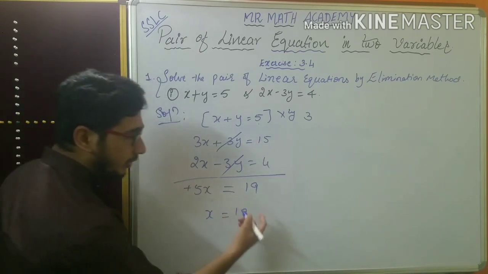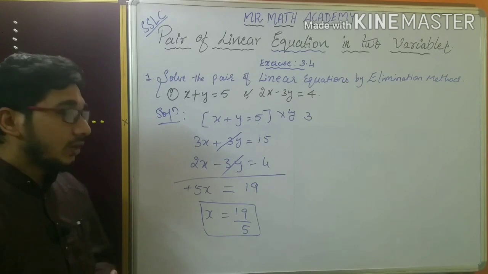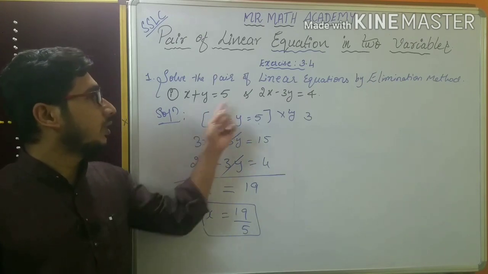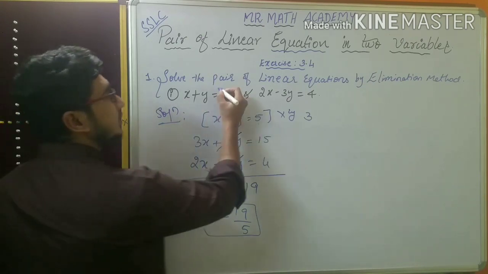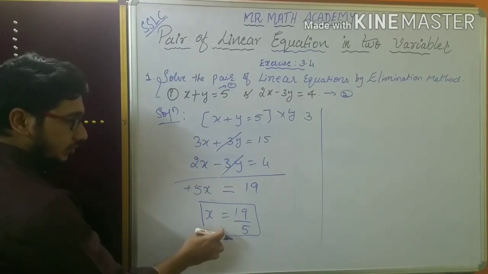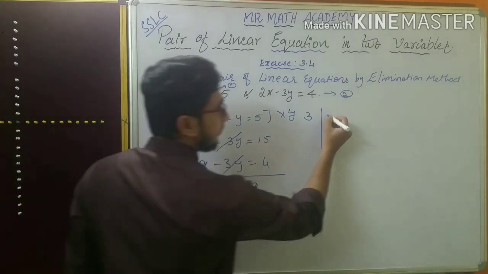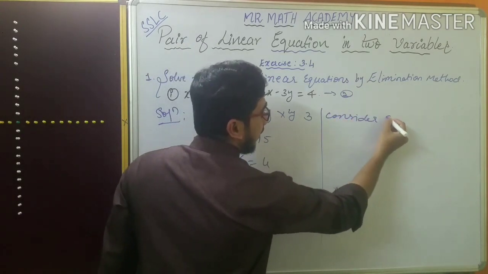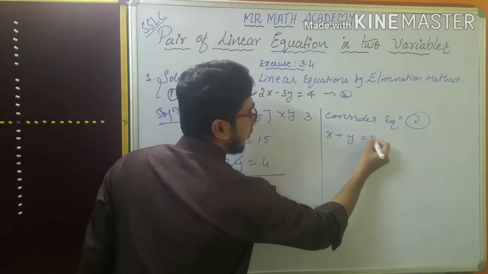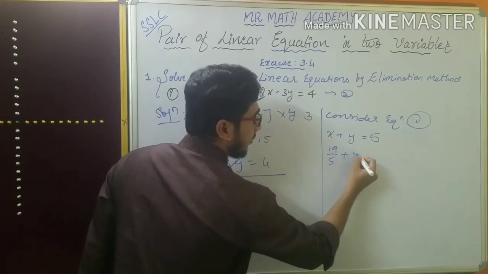5 will come to the denominator of the RHS, we have to divide, so we will get x is equal to 19 by 5. I want the value of y, so what I will do, this x is equal to 19 by 5, I'll put it in any one of these equations. I'll call this as 1, this as 2. This is the simplest equation compared to these two equations. So consider equation 1, x plus y is equal to 5. So x is how much? 19 by 5. 19 by 5 plus y is equal to 5.